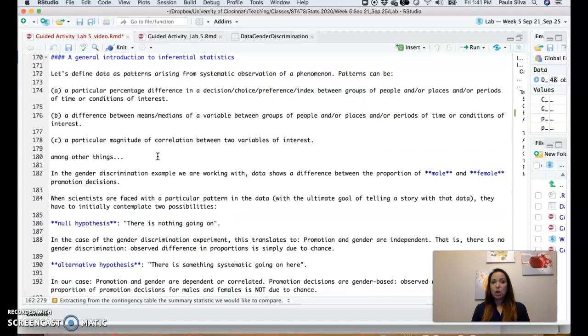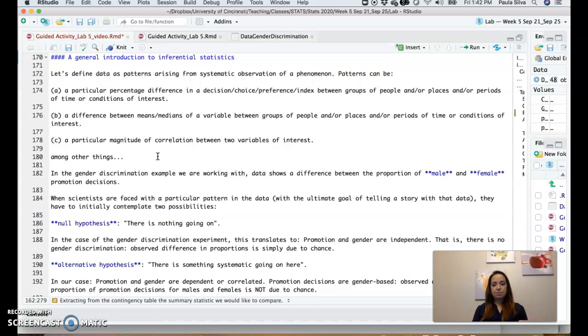So now, on to new material, general introduction to inferential statistics. So I hope that so far you understood that description is a good start. We can see that there is a difference that is consistent with gender bias, but we need one step further. We need to think about whether this is indeed something that is likely to be happening in the population of all managers, right? So a general introduction to inferential statistics.